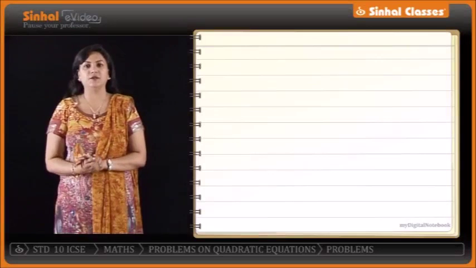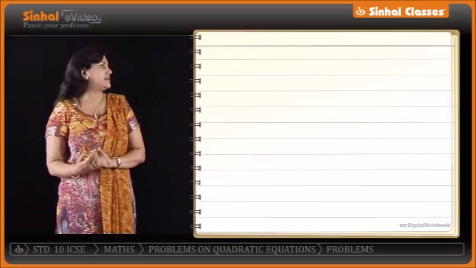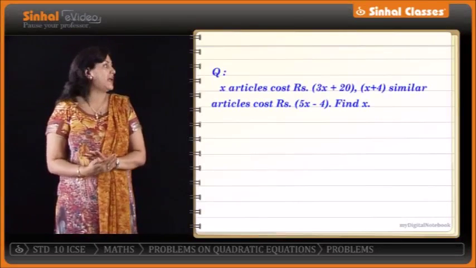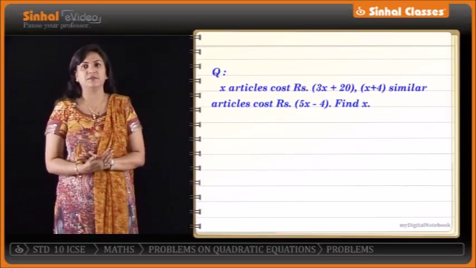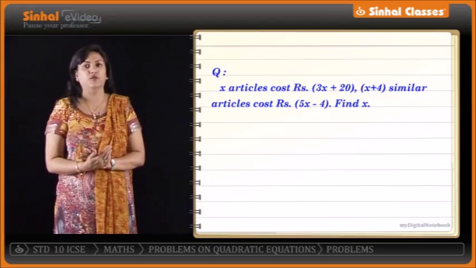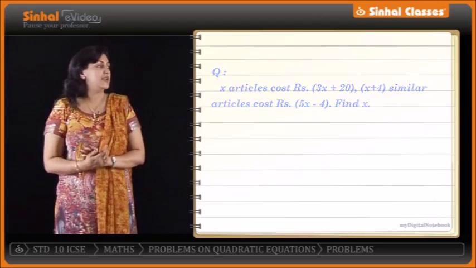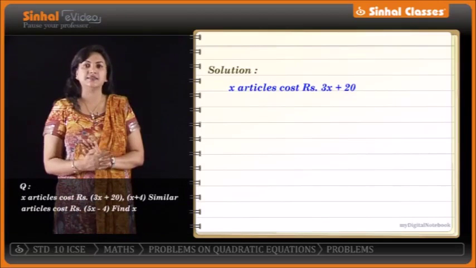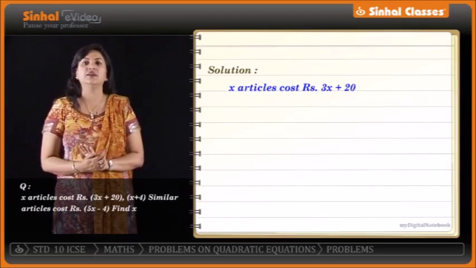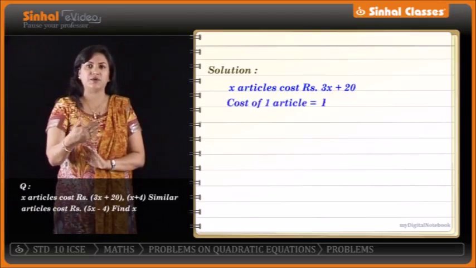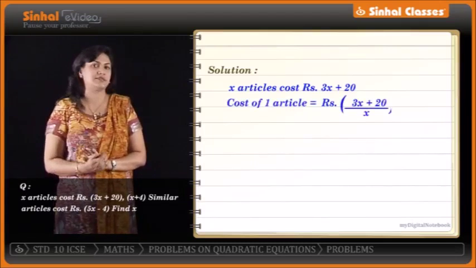We have the next problem: x articles cost rupees 3x plus 20, and x plus 4 similar articles cost rupees 5x minus 4. Find x. Now we are given the cost of x articles as 3x plus 20. So the cost of one article is (3x plus 20) upon x.